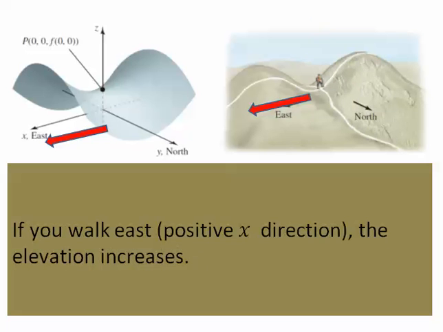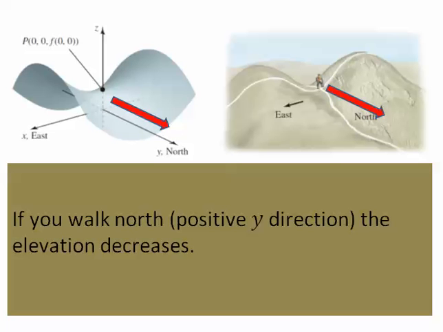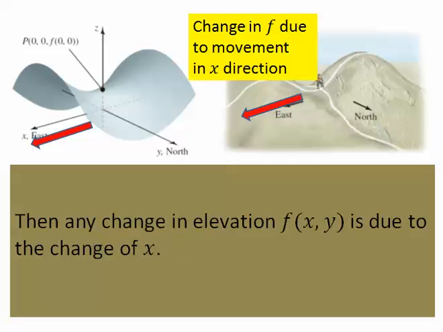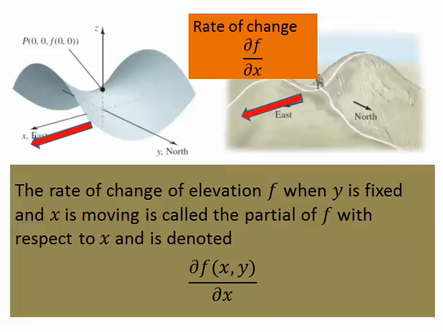If you walk east, that is the positive x direction, the elevation increases. If you were to walk north, that's the positive y direction, the elevation decreases. Suppose that you travel strictly east with no movement in the north-south direction. Then any change in elevation is due to the change of x. And the rate of change of elevation when y is fixed and x is moving is called the partial of f with respect to x.